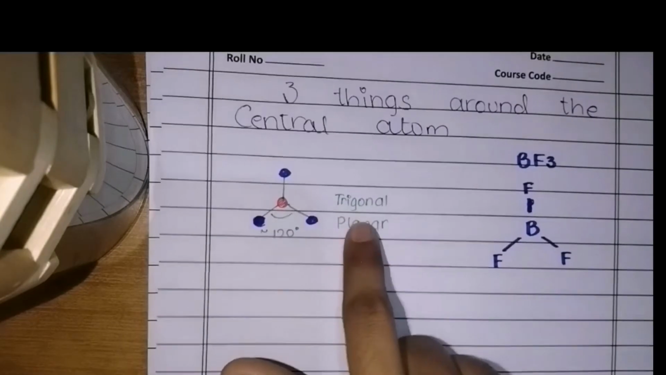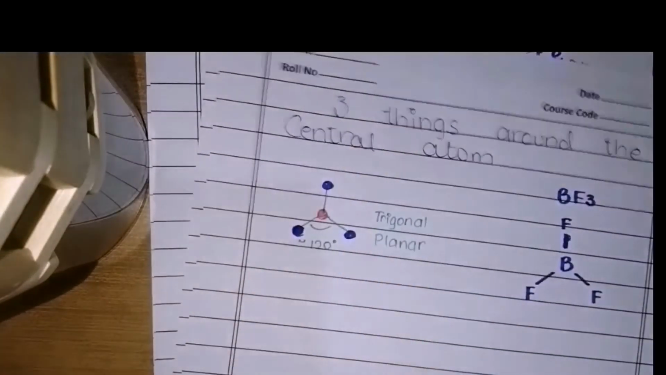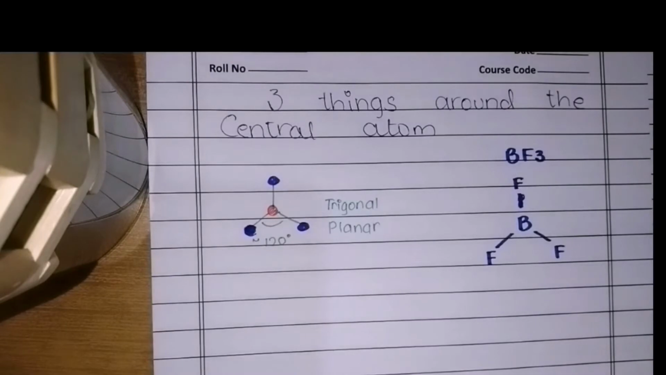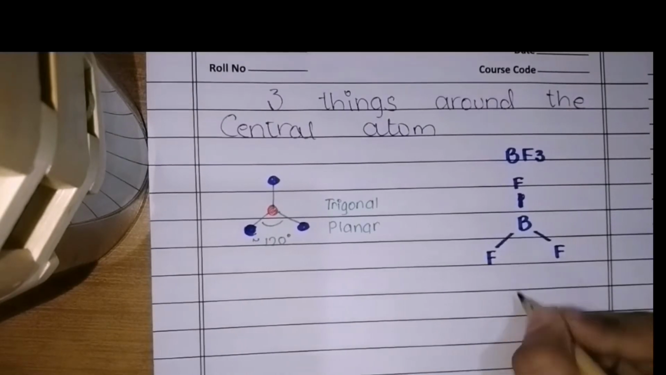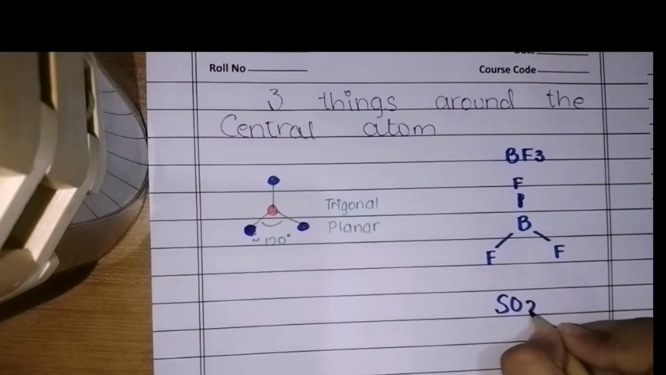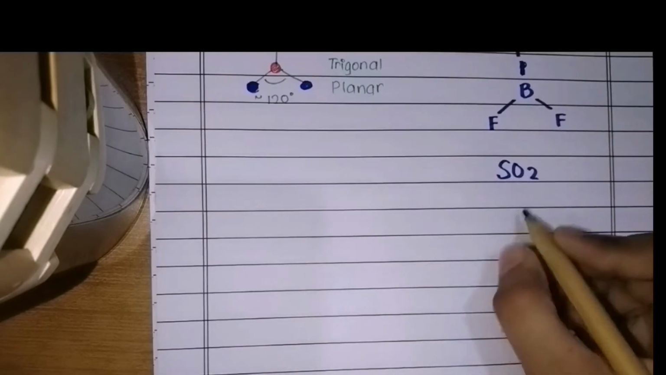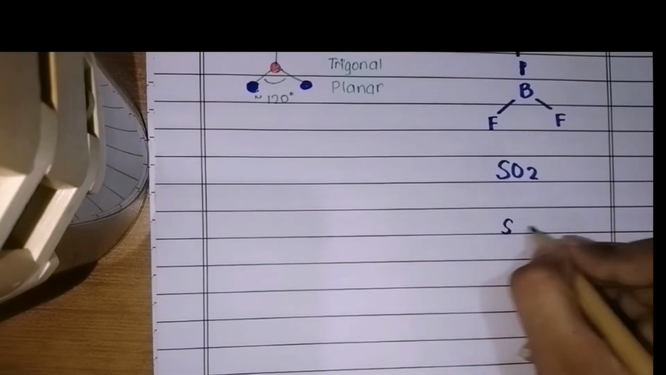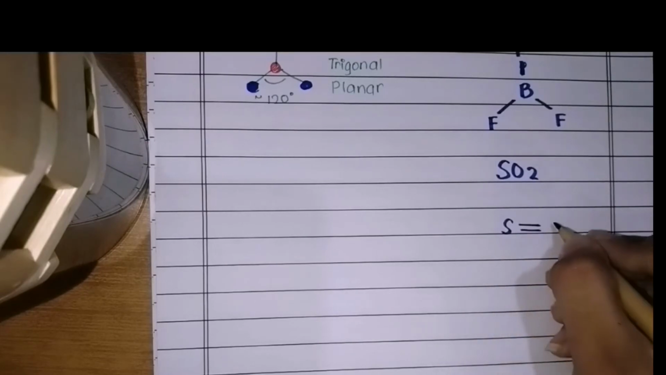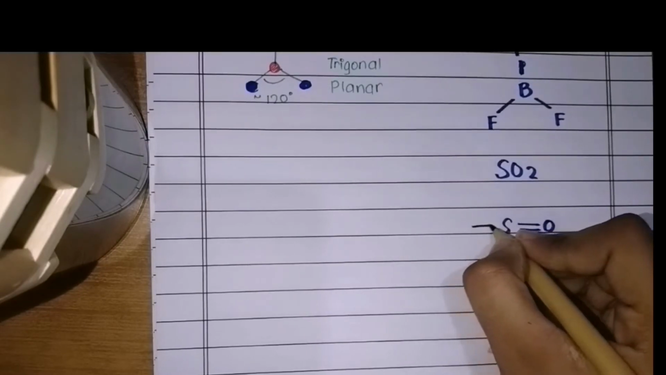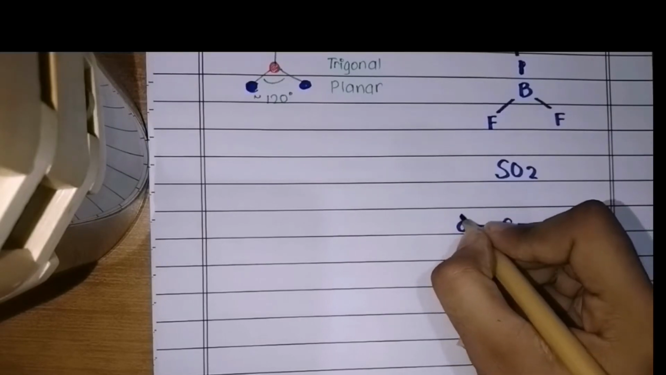so this is one example of three things around the central atom. There are also other molecules here. Let's talk about an SO2 molecule. What does this SO2 look like in two dimensions? Talk about this thing here. SO2.